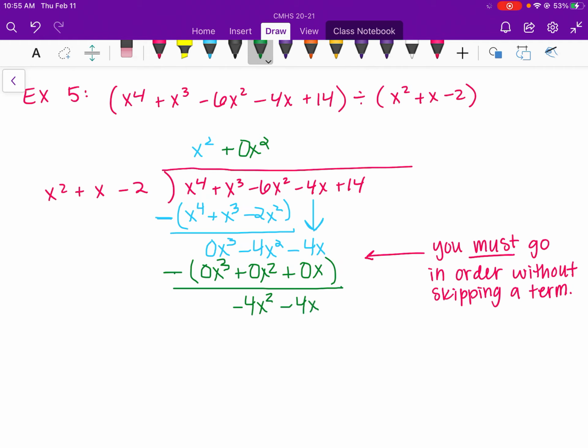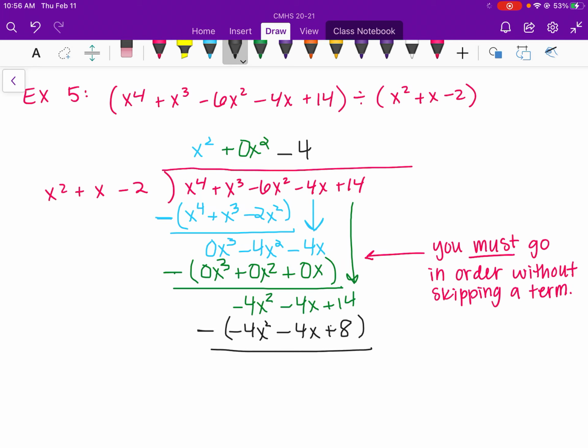So see, what happened was we can't skip that term. We have to just bring it down. Then we bring down the 14. So plus 14. And we do the next step. What multiplies x squared to get negative 4x squared? It's a negative 4. Negative 4 times x squared is negative 4x squared. Negative 4 times x, negative 4x. Negative 4 times negative 2 is a positive 8.